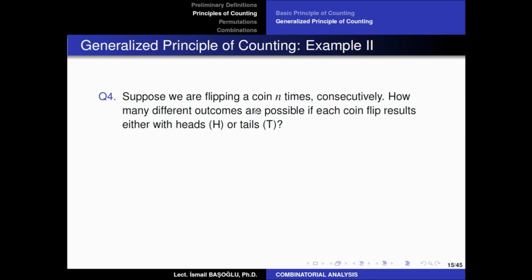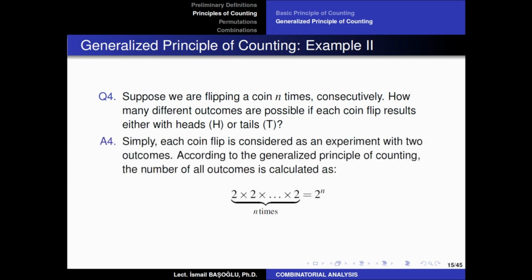Now I'm going to repeat this experiment n times. So the question is asking me, what is the number of possible outcomes? How many outcomes do I have in this combined experiment? So in this combined experiment, I have n experiments. Each experiment has 2 possible outcomes. So according to the generalized principle of counting, I am going to multiply these 2 values with each other n times, which is basically 2 to the power n. So 2 to the power n is the number of possible outcomes of this combined experiment, which is again due to the generalized principle of counting.